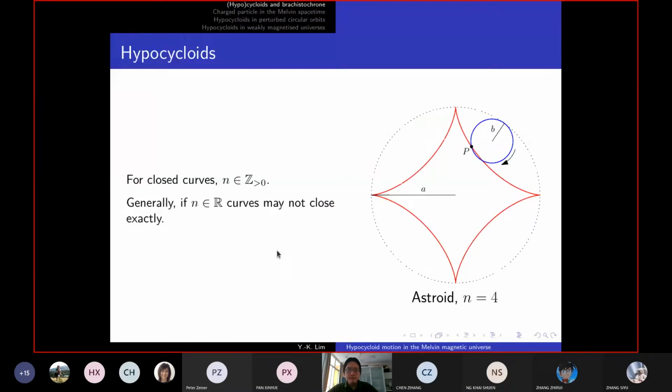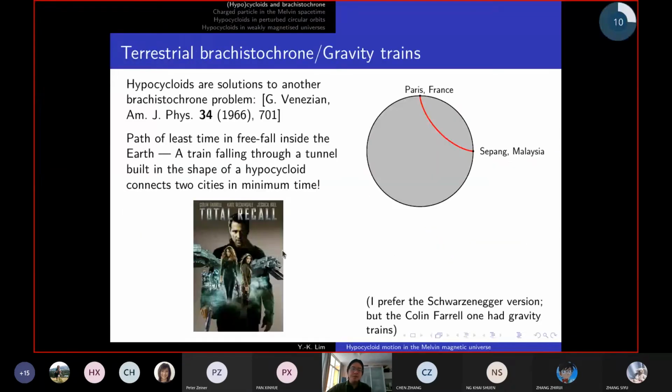Hypocycloids are also a solution to another brachistochrone problem. But instead of a uniform gravity, we are talking about a brachistochrone problem that takes place inside the Earth. When inside the Earth, the gravitational field is a bit different. It has a spherical symmetry, and it arises in the concept of the gravity train. It is outlined by this paper from 1966, and the concept is the following.